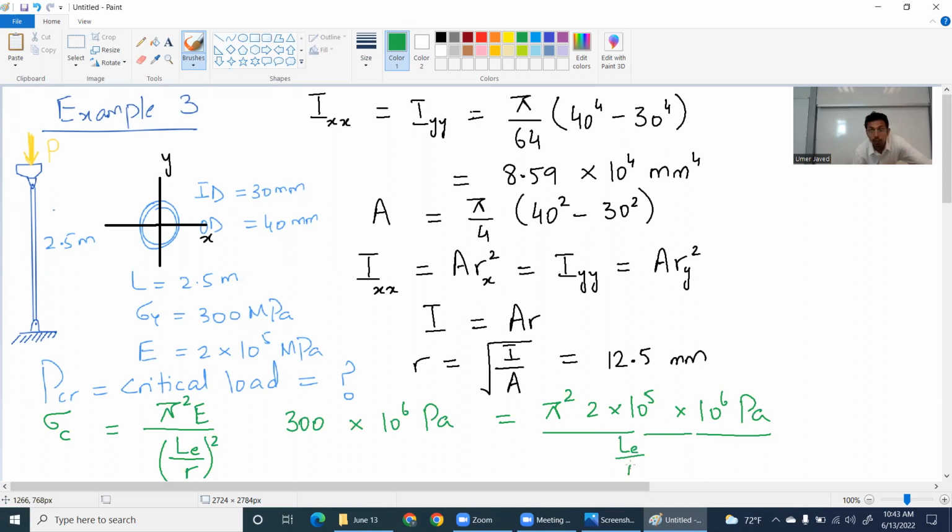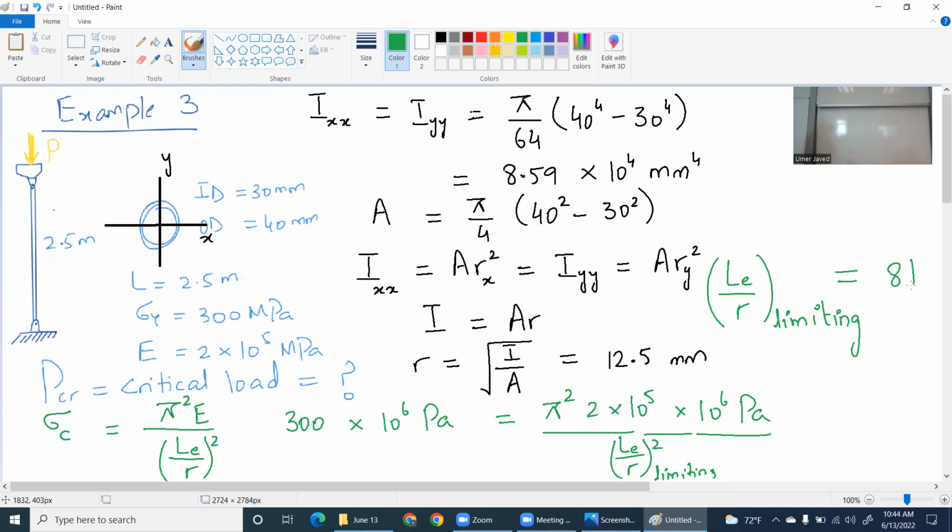You will write LE over R, effective length divided by R, and there is a square as well. So you get LE over R is equal to, so this is our limiting value, limiting. This comes out to be equal to, can you use a calculator and let me know the limiting value? Okay, in my notes, it says 81.